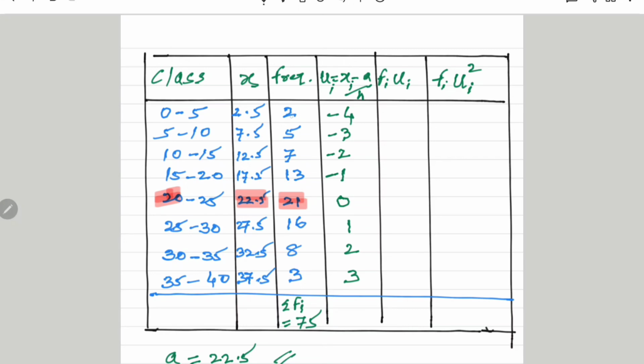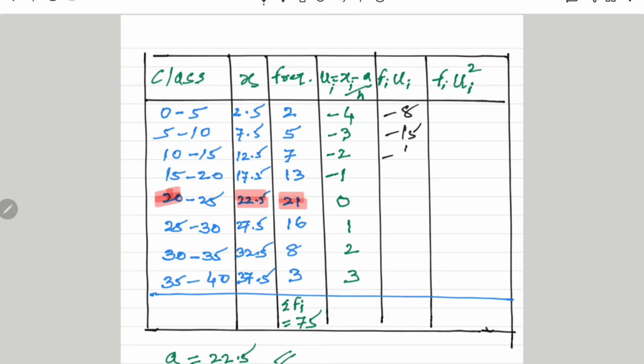If you add all these values, 2 plus 5 plus 7 plus 13 plus 21 plus 16 plus 8 plus 3, by calculator we get 75. Then we make the product of f into u. Therefore, f is 2 into -4, we get -8. Then 5 3s are 15 with minus sign, -15.